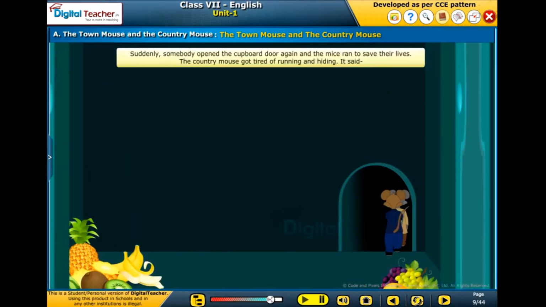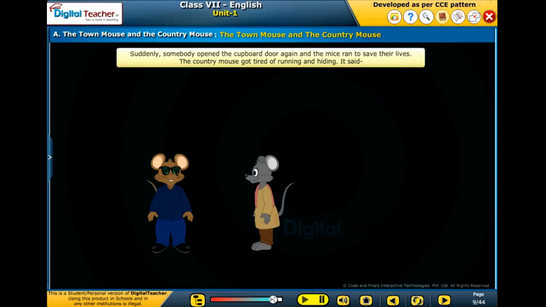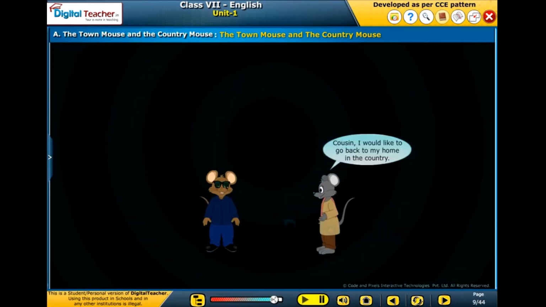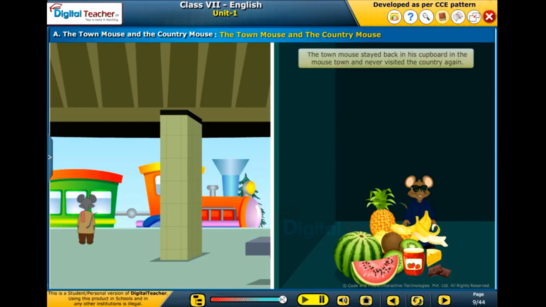Suddenly, somebody opened the cupboard door again and the mice ran to save their lives. The country mouse got tired of running and hiding. It said, Cousin, I would like to go back to my home in the country. In the country, we might not get plenty of food, but we could at least eat those few bits in peace. The next day, the country mouse went back to his house in the mouse country and never visited the town again. The town mouse stayed back in his cupboard in the mouse town and never visited the country again.